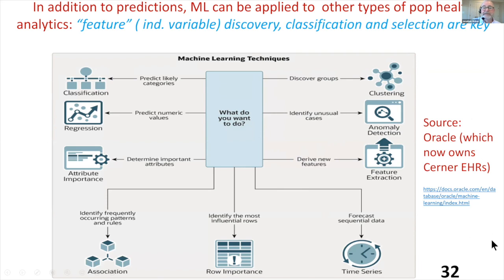This is a reminder that machine learning isn't just about predicting categories or predicting numeric values, classification, regression, but there's a whole bunch of other techniques. Again, computer scientists use the term feature for anything that they can measure, variables.